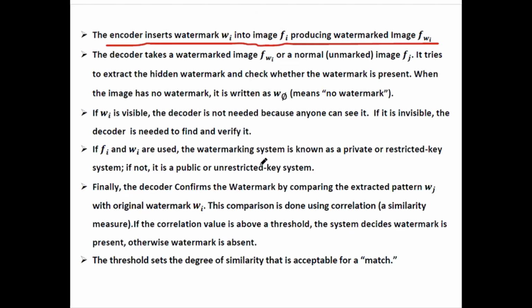If Fi and Wi are used, the watermark system is known as a private or restricted key system. If not, it is a public or unrestricted key system. Suppose in the decoder, to extract the watermark which you included in the encoder, you need Fi and Wi, meaning only with the help of these two are you able to extract the watermark, then the system is known as a private or restricted key system. If the decoder does not use Fi and Wi to extract the watermark, this is called a public or unrestricted key system.